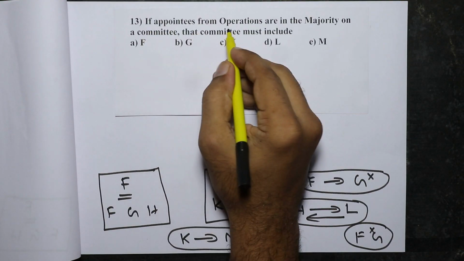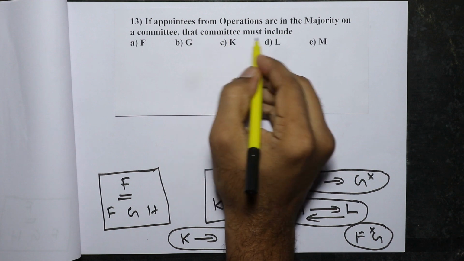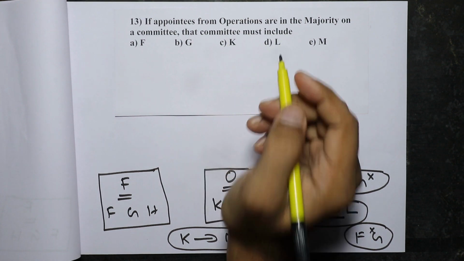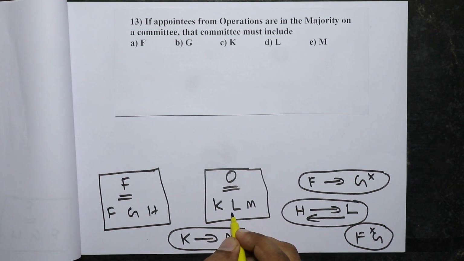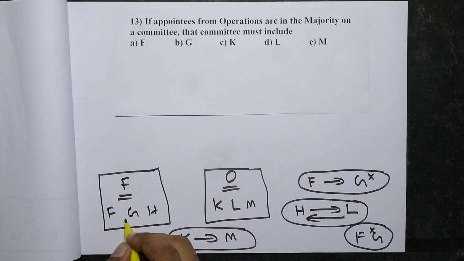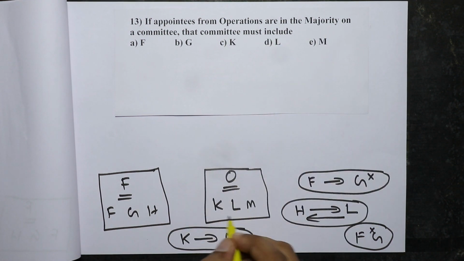If appointees from operations are in the majority on a committee, that committee must include which person? Now operations are K, L and M. So out of these three, exactly two of them have to be selected and one from finance. So then appointees from operations will be in the majority. Now if K is selected, M necessarily should be there.